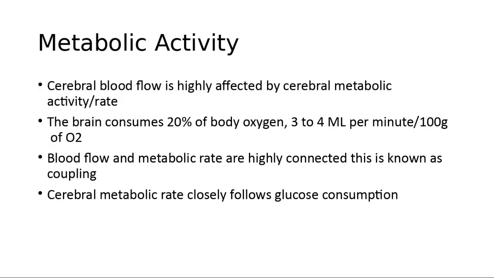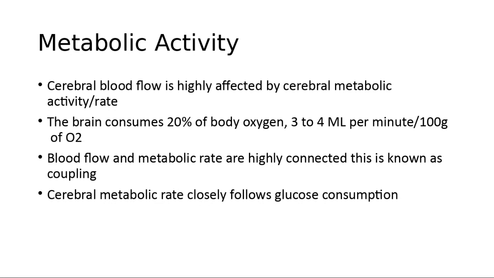With respect to metabolic activity, cerebral blood flow is highly affected by cerebral metabolic rate. The brain consumes about 20% of body oxygen, which is equal to about 2 to 4 ml per minute per 100 grams of O2. Blood flow and metabolic rate are highly connected, and this phenomenon is known as coupling, i.e. the amount of blood flow pushed towards a part of the brain is based on the amount of metabolic activity there. As I mentioned earlier, gray matter receives more blood flow than white matter based on this, and white matter receives less because of less metabolic activity.